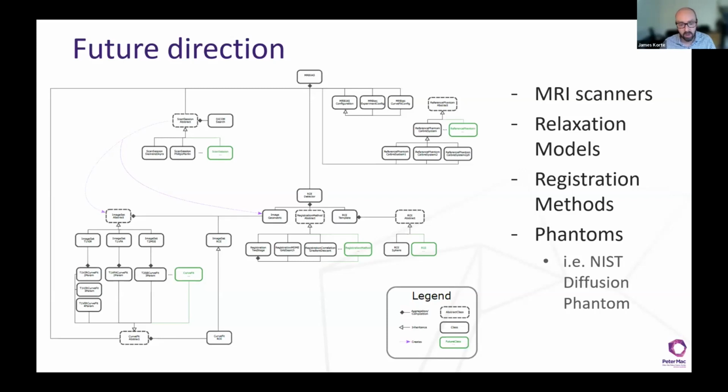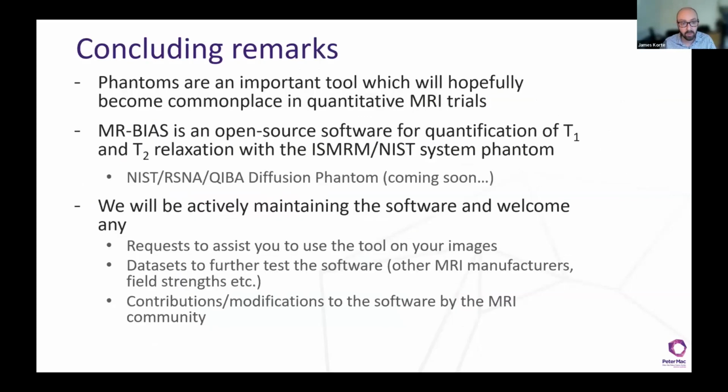And what I'm trying to show on this diagram, I don't know if you can see my mouse, is that you don't need to understand the diagram really, other than to know that wherever there's a green box is where we've made it really easy to add something in the software. So if you want to put in a different type of relaxation model, it's very easy to add that in. And again, it was relatively easy for us to add in a different type of phantom as well.